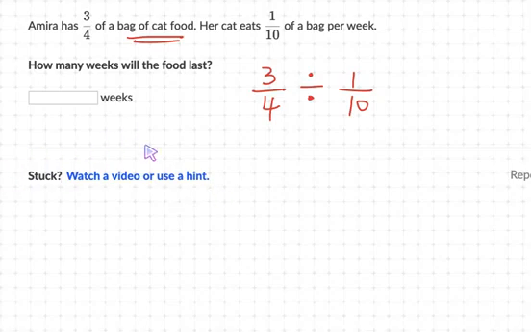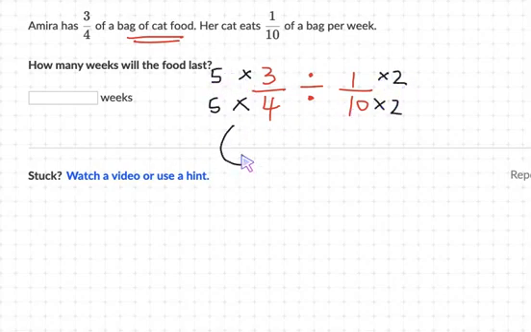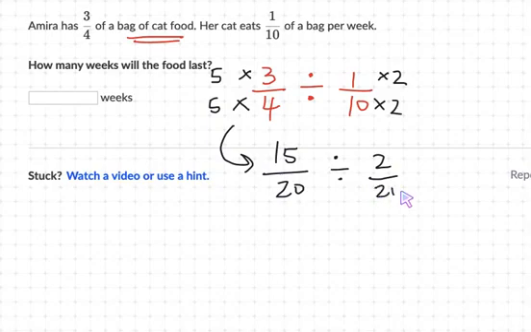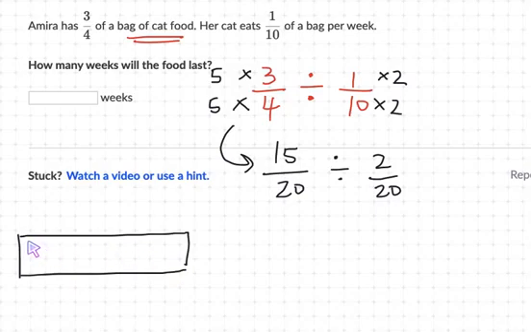For the tape diagram, I will need to make sure that I have common denominators. I need a number that 4 and 10 can both get to. That could be 20. 4 can multiply by 5 to get to 20, and 10 can multiply by 2 to get to 20. So I end up with 15/20 divided by 2/20. So when I draw it, I'm going to draw a tape diagram with 20 lines.